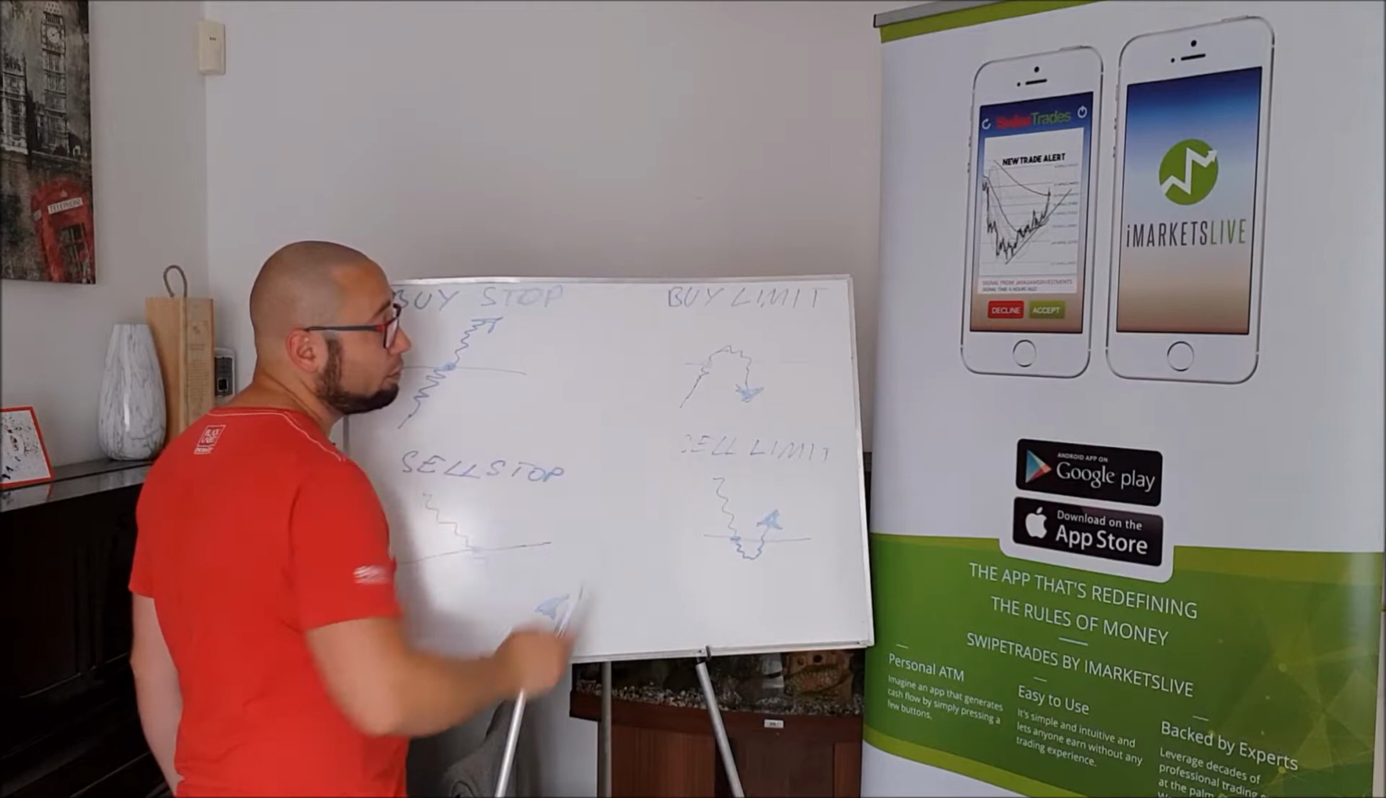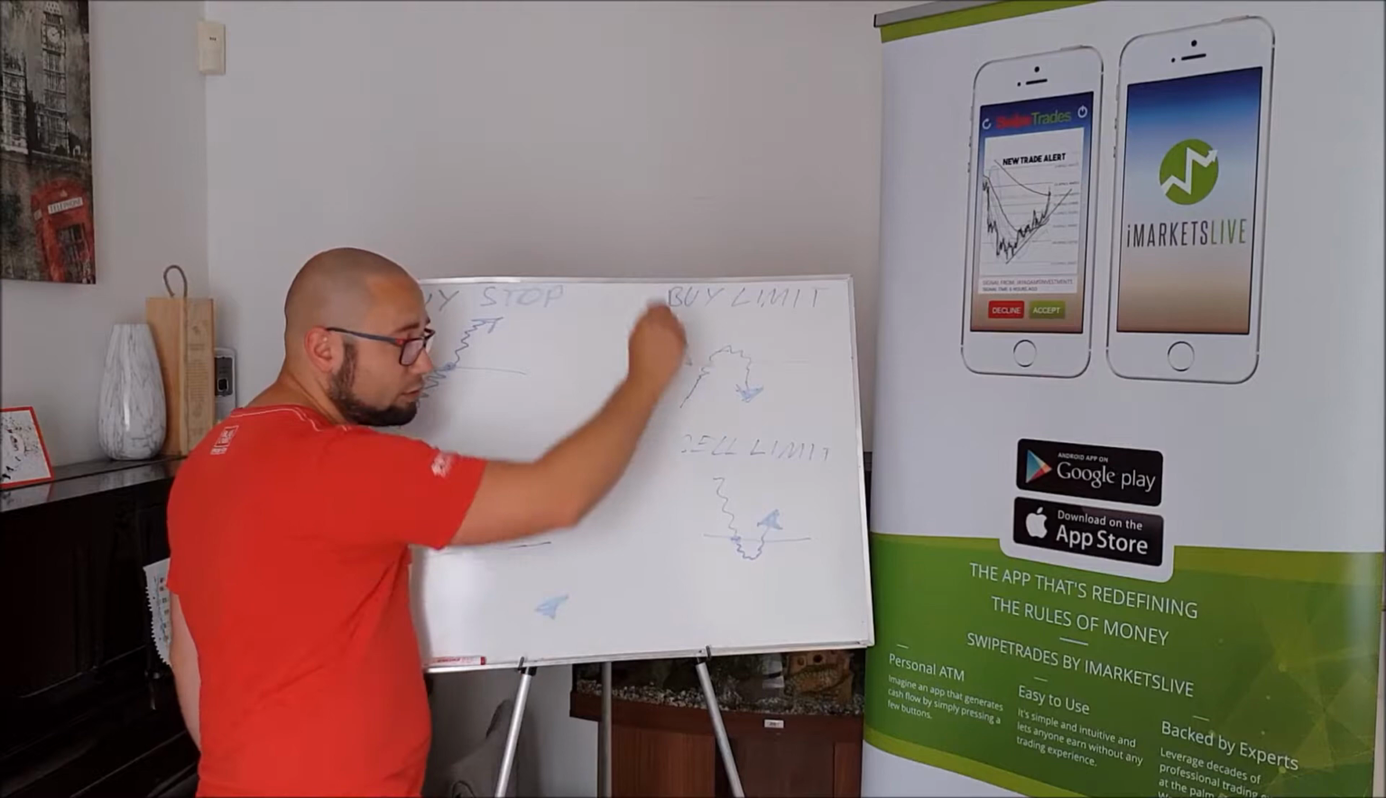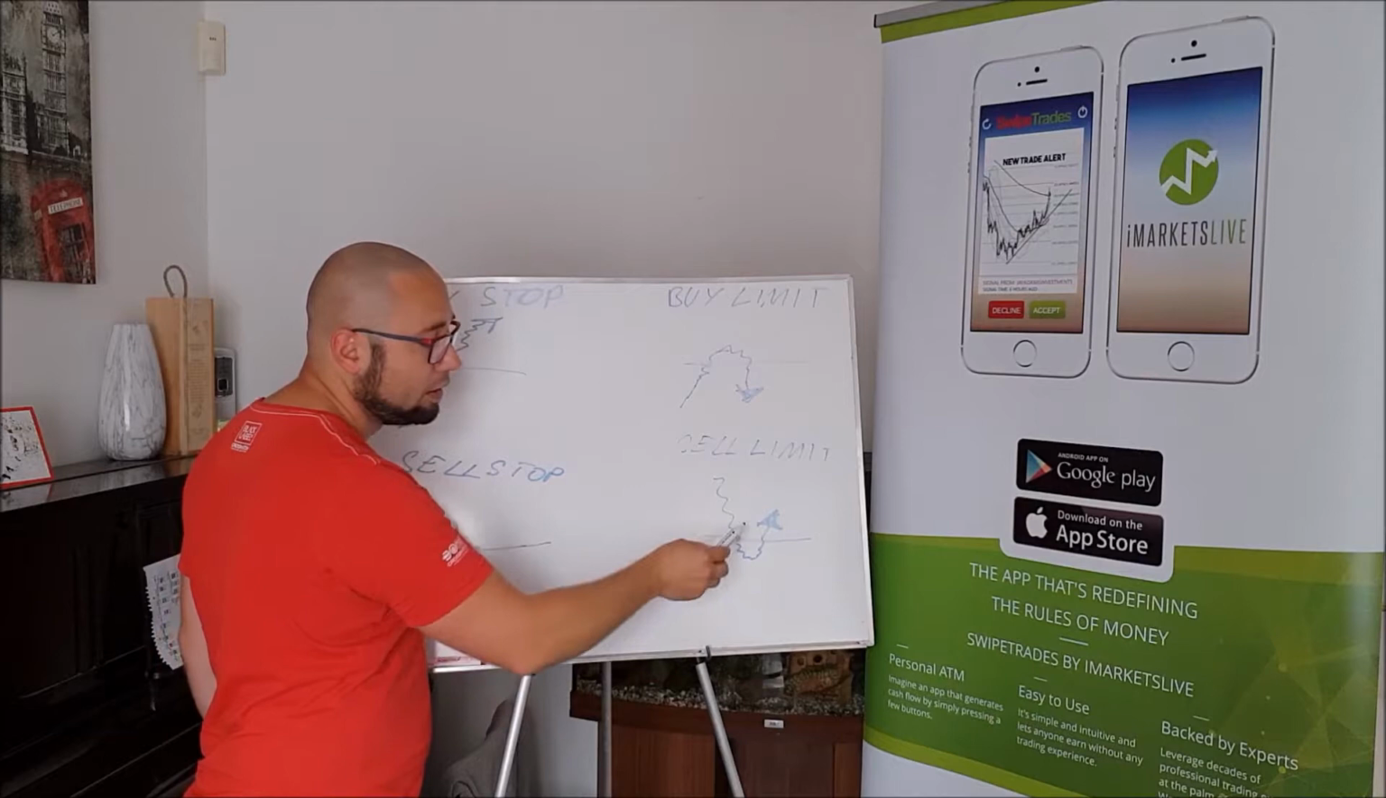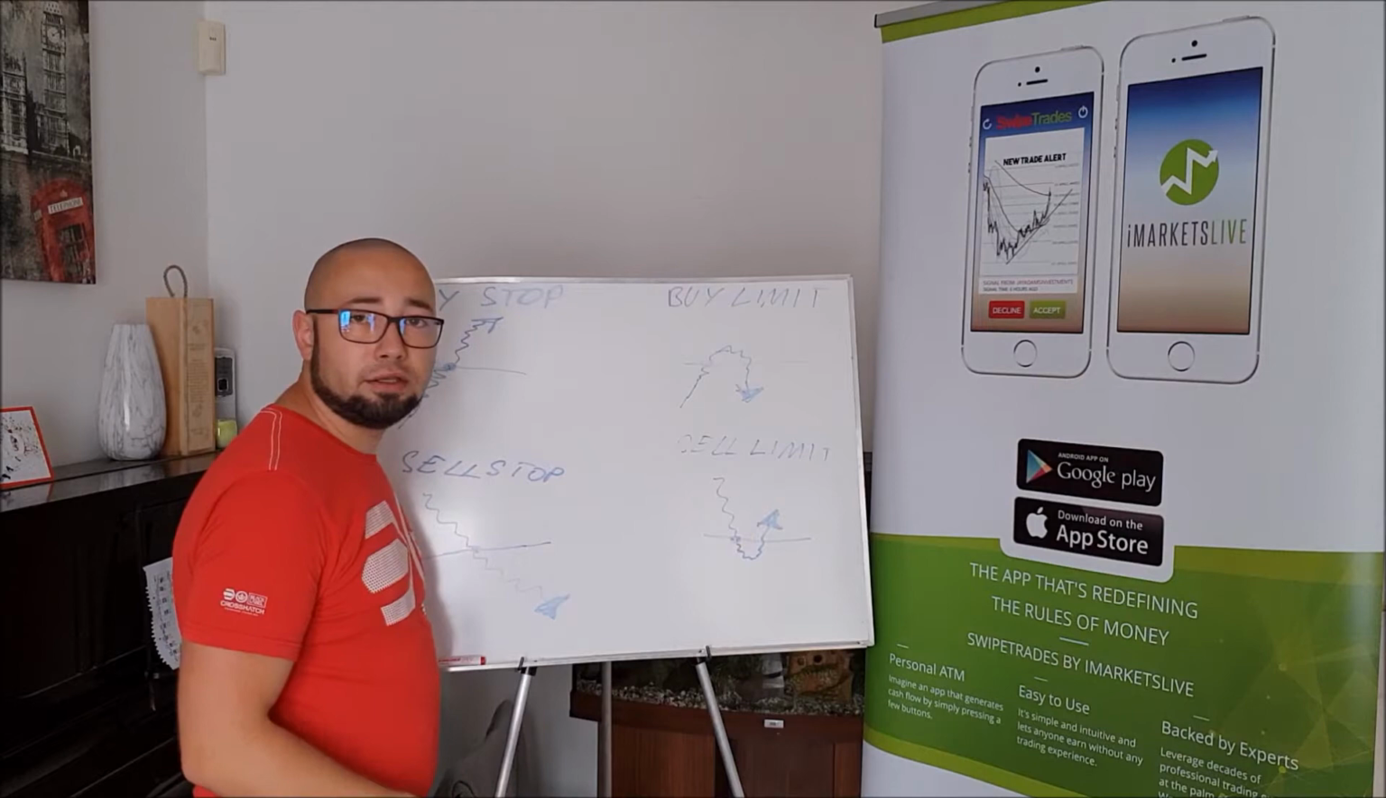For your sell limit, it is exactly the same but opposite, all the way around, which means it's going down. Okay, you're driving down and you have to stop here, or activate your trade and then turn around and take you into the profit. Okay, so that's your buy stop, sell stop, buy limit and sell limit.